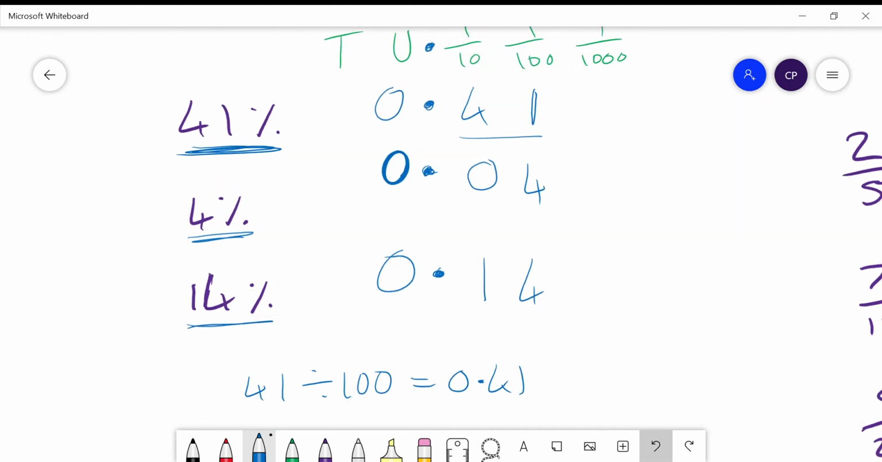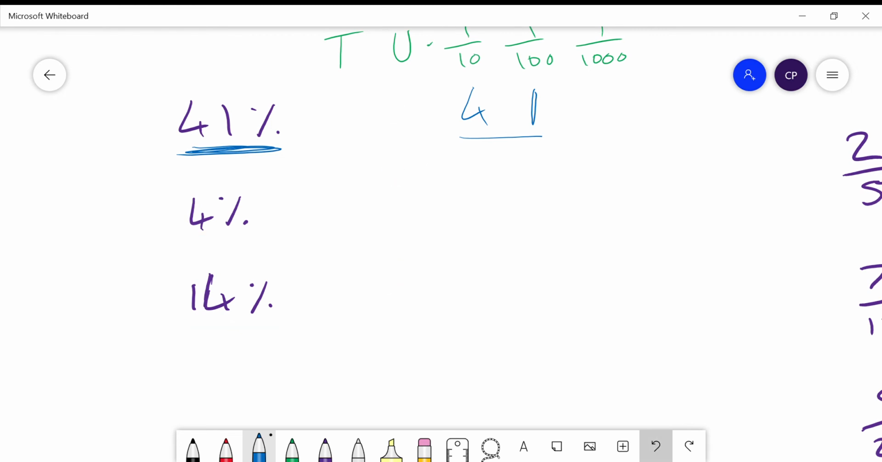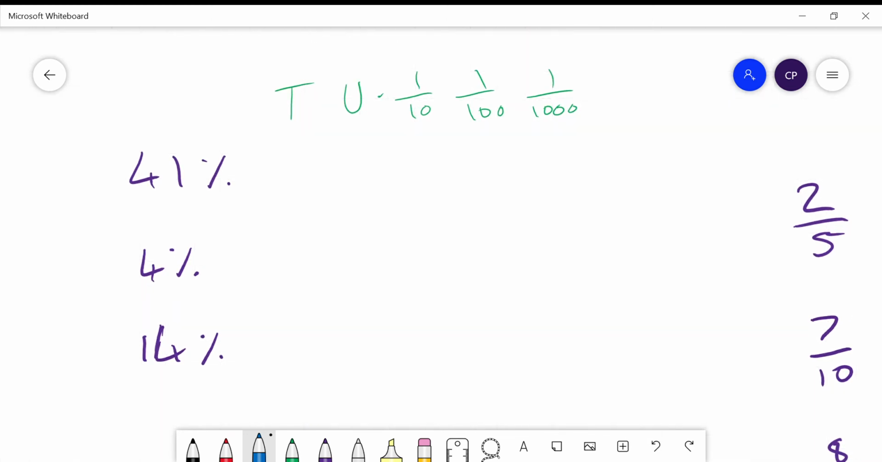Okay, let's clear that screen again so that we can now look at the fractions. Okay, so for fractions, again, we're going to use our place value columns to help us. So, as we said, 41% is 41 per hundred, which means I've got 41 ending under my hundredths column, which is 41 per hundred. And that's it. Does 41 go into 100? Are they in the same times table? No, they're not. So we can leave it as it is.